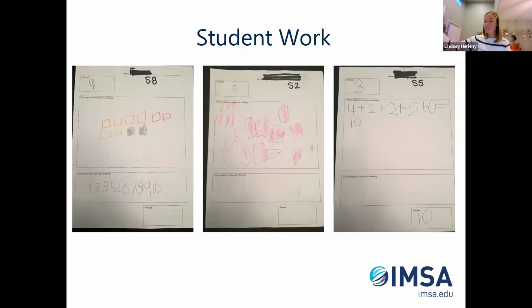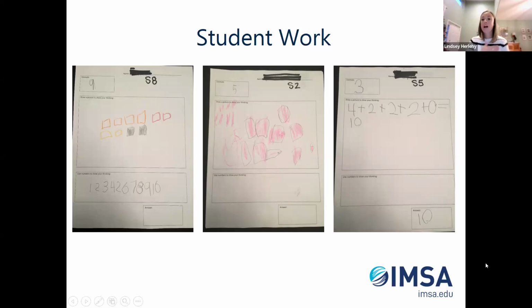Okay, so then again, this is from a kindergartner, right? So they draw pictures. We encourage the kids to draw pictures at this age and count. Some students are putting together actual number problems and adding. So a variety of different ways to show their work and understanding of these problems.